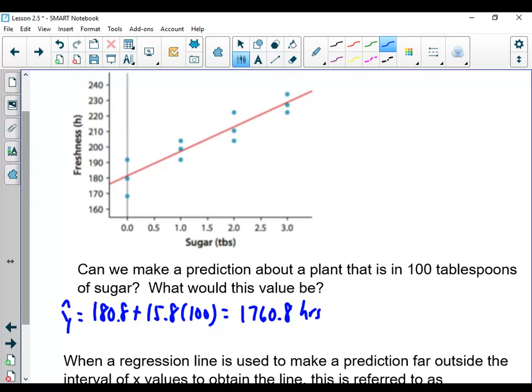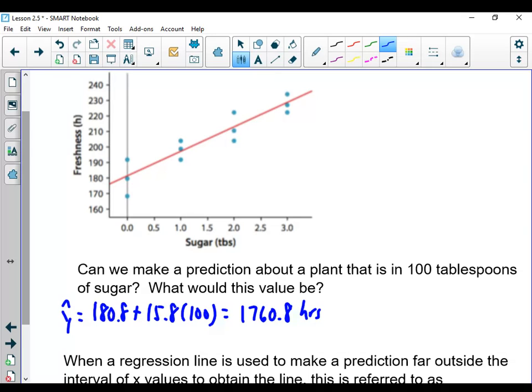And I kind of looked at that and I thought, man, that seems like a pretty large number of hours here. And in fact, if I thought about it, that would be talking about 73 days. So we're talking about just by putting that sugar in, it's going to keep my plant fresh for 73 days. Does that seem realistic? Probably not, right? So why is this not a good idea to put in a value of 100 when I'm basing my information off this graph? What's true about that 100 in comparison to my graph here? What do you think? So much farther.